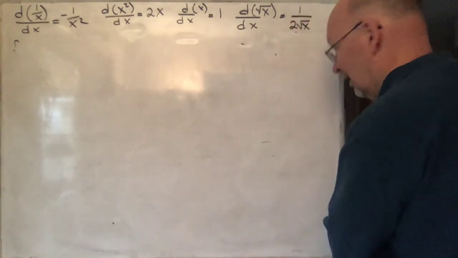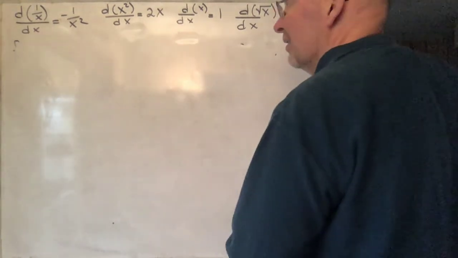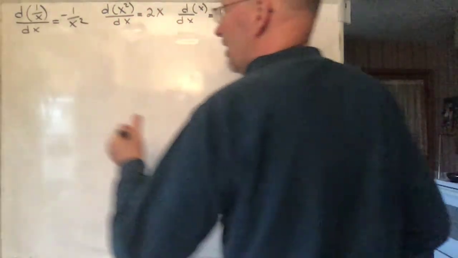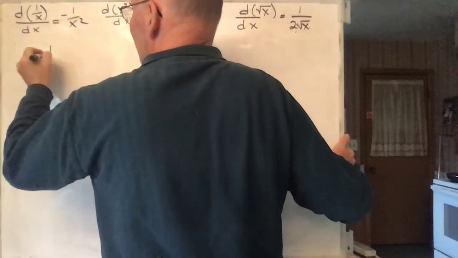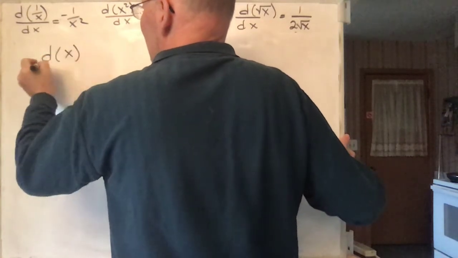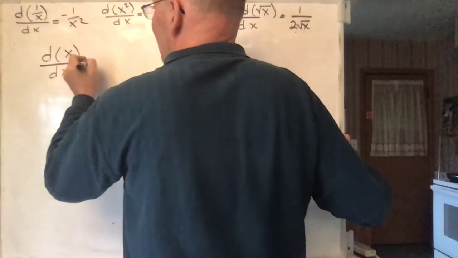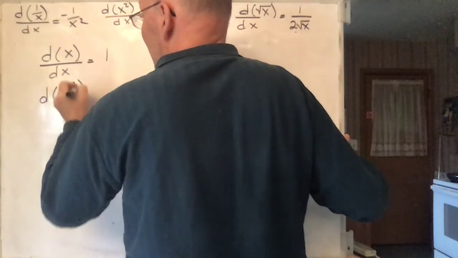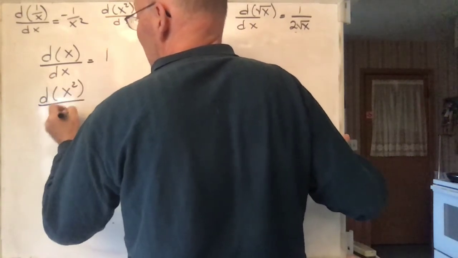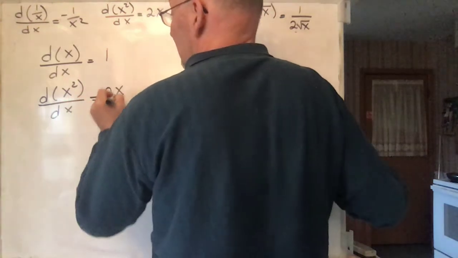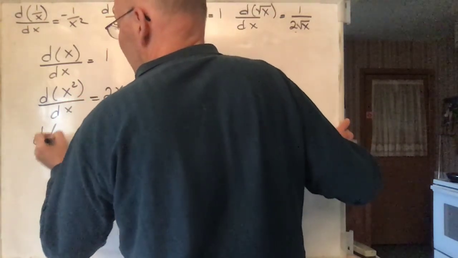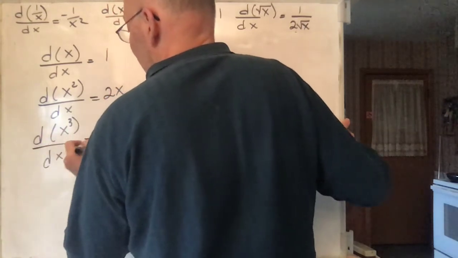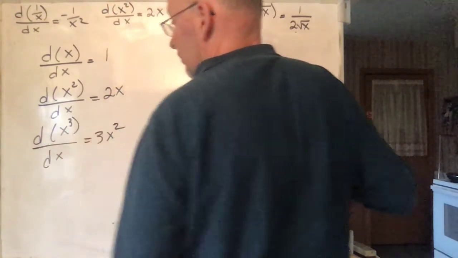Okay, I'm going to write them like this. I'm going to write the derivative of x is equal to 1. The derivative of x squared is equal to 2x. The derivative of x cubed is equal to 3x squared.